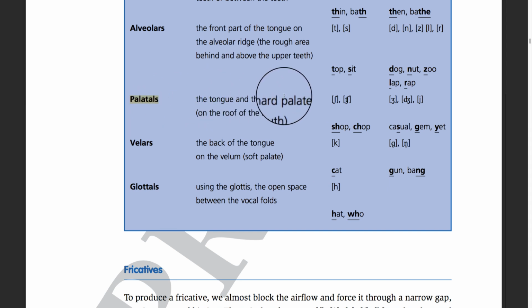The tongue and the hard palate. Okay. Palate. On the roof of the mouth.